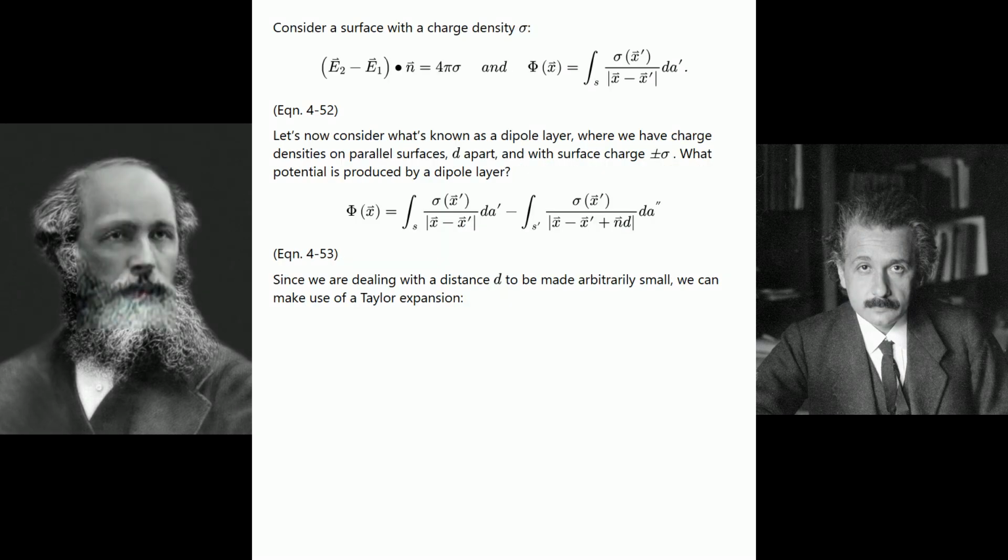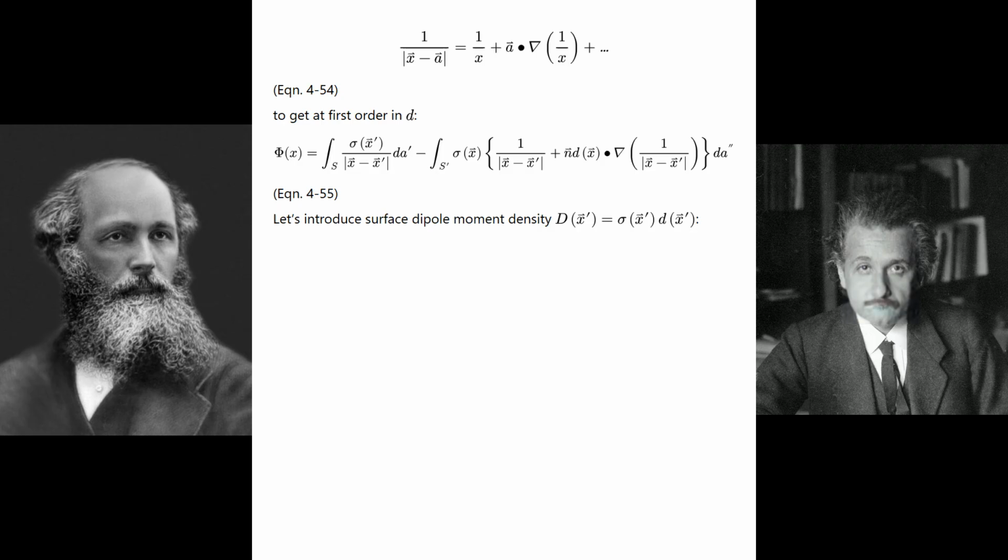Consider a surface with a charge density sigma. Equation 4-52. Let's now consider what's known as a dipole layer, where we have charge densities on parallel surfaces, d apart, and with surface charge plus or minus sigma. What potential is produced by a dipole layer? Equation 4-53. Since we are dealing with a distance d to be made arbitrarily small, we can make use of a Taylor expansion. Equation 4-54.